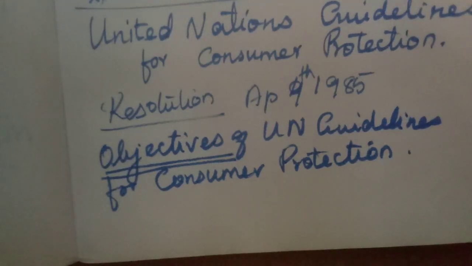Then they have to encourage the development of market conditions. That means consumers may not be allowed to pay a very high price. They must have more choice for lower prices. Prices may not be so high. All these are the objectives of the United Nations guidelines for consumer protection.